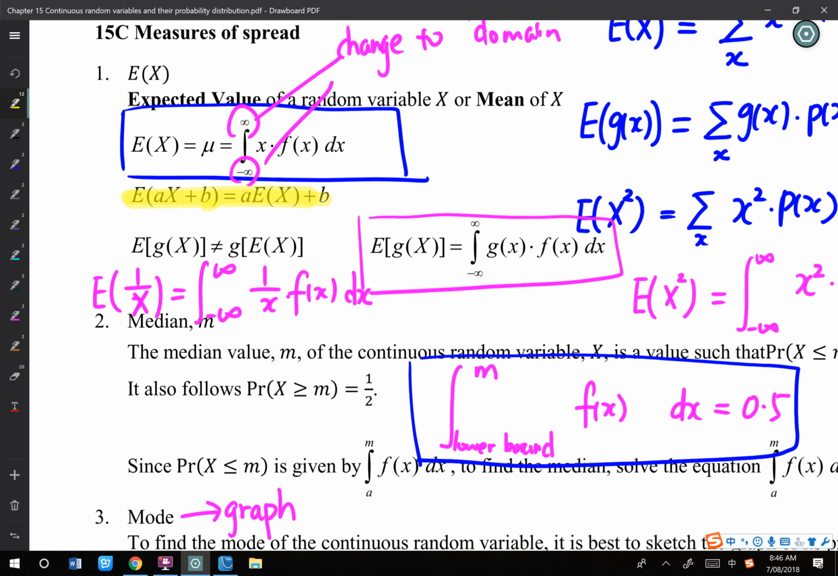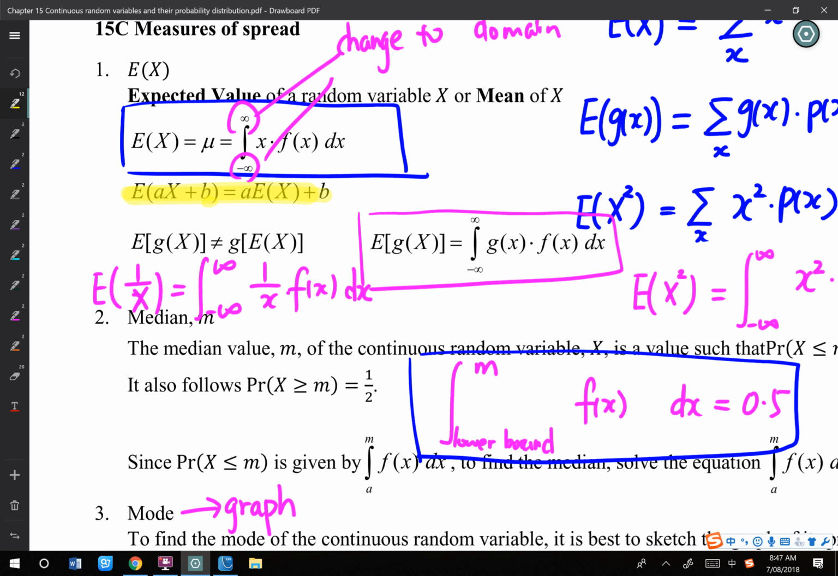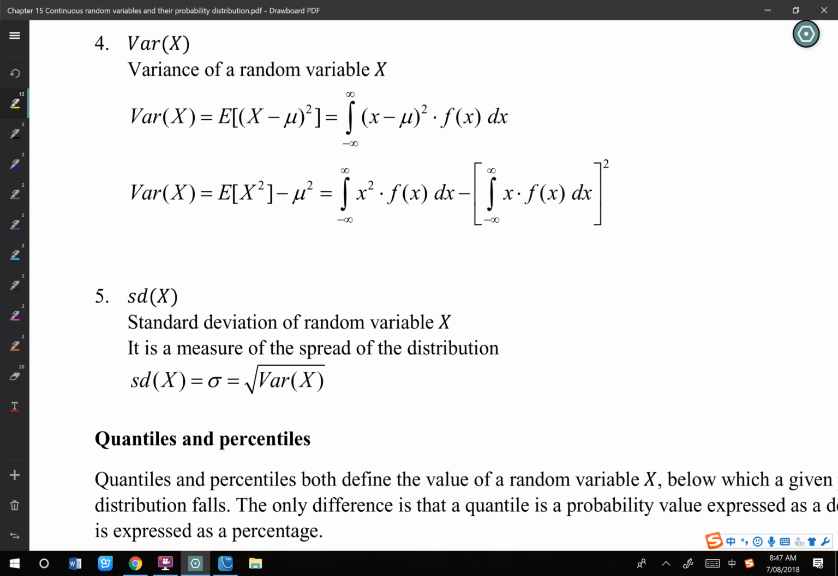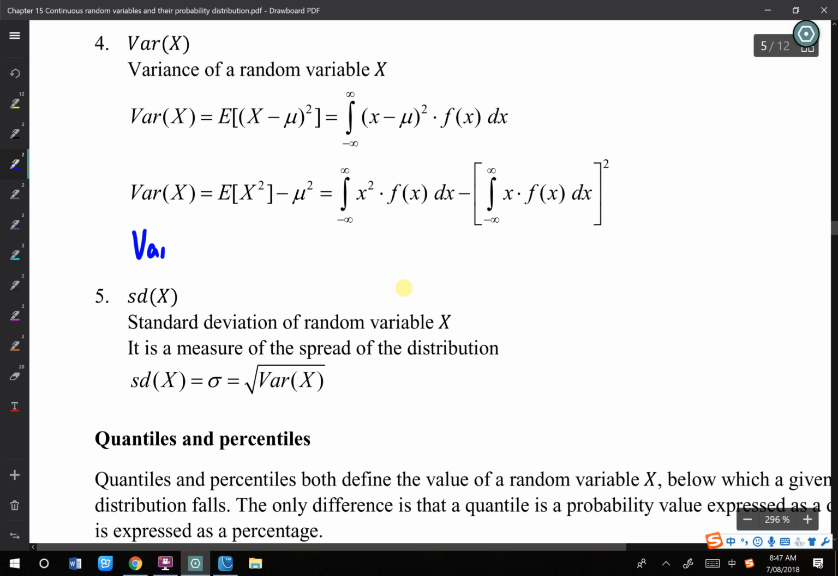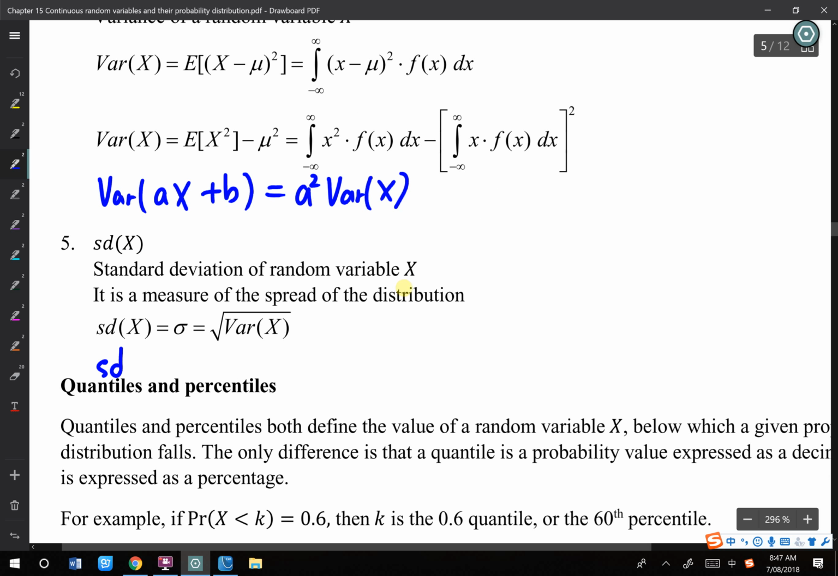Well, that is always true. Expected aX plus b is still a times expected X plus b. So if you find the continuous random variable's expected x, that still works. So not surprisingly, we will have variance of aX plus b is still equal to a squared variance of X. That doesn't change. SD of aX plus b will still give you absolute a times SD of X. That's all the same as before.